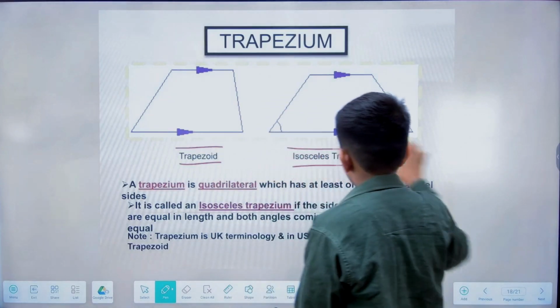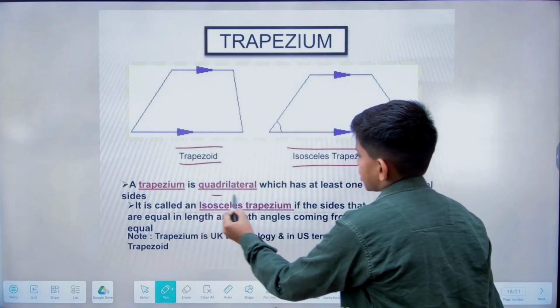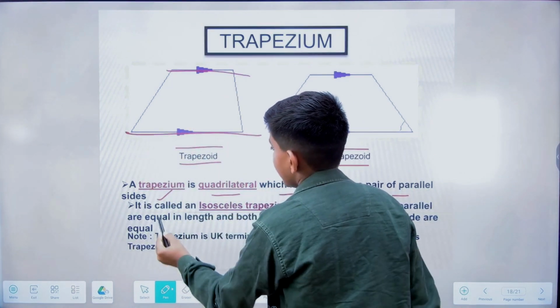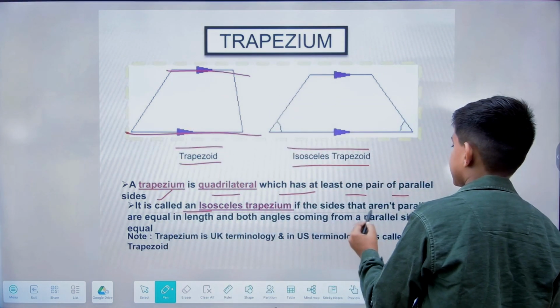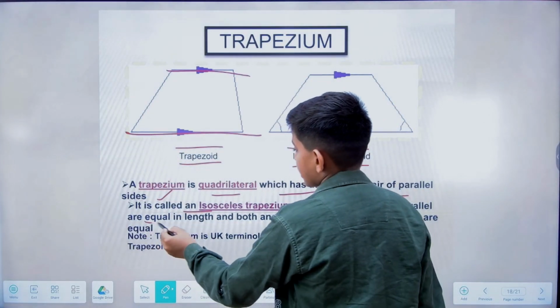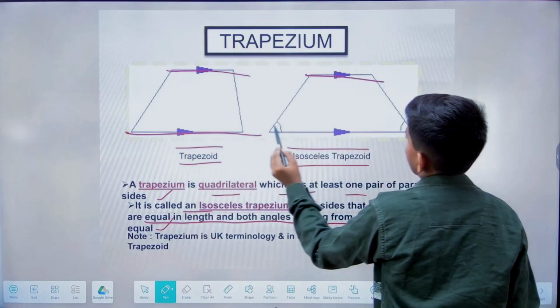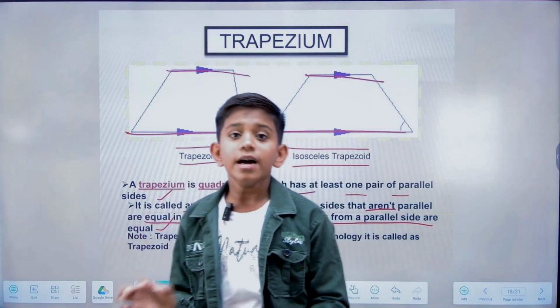Next we have the trapezium. A trapezium, or trapezoid, is a quadrilateral which has at least one pair of parallel sides. These two are the parallel sides. It is called an isosceles trapezium if the sides that aren't parallel are equal in length, and both angles coming from the parallel sides are equal.